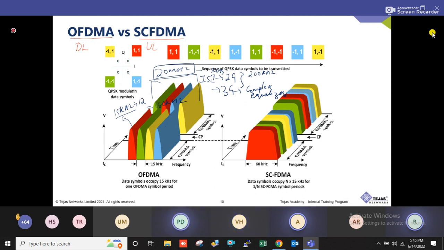Clear. A little bit of confusion. Actually, this 15 kilohertz is for per subscriber, right? Sorry, please come again. This 15 kilohertz slice, is it for per subscriber, or is it again time?